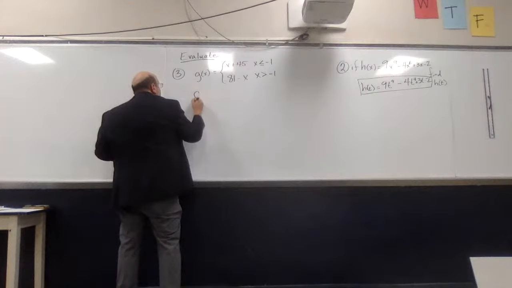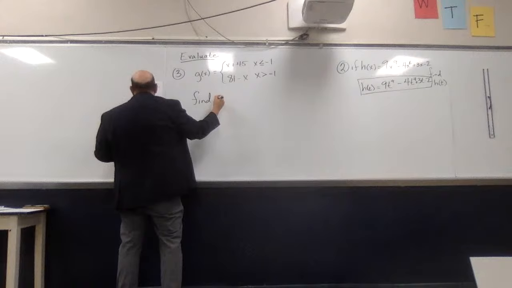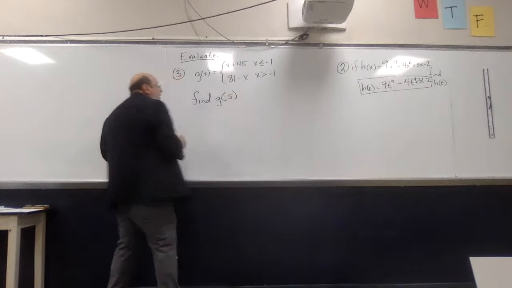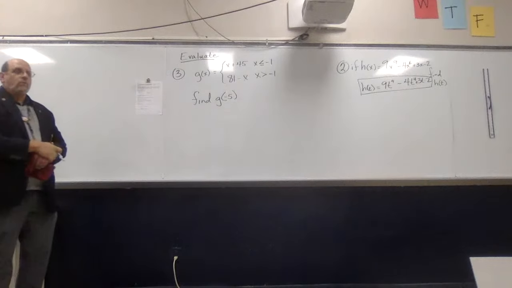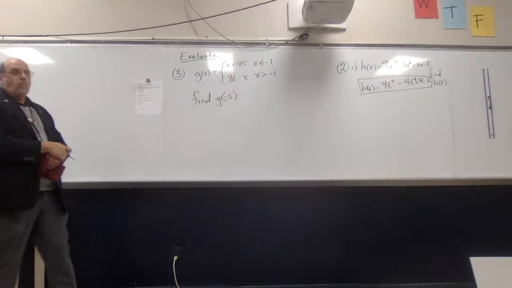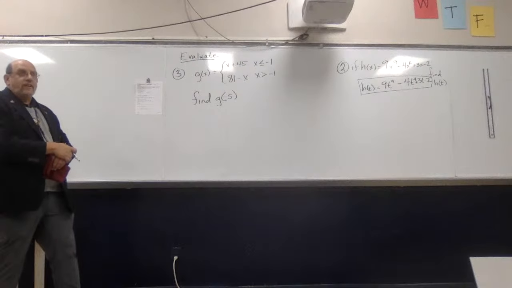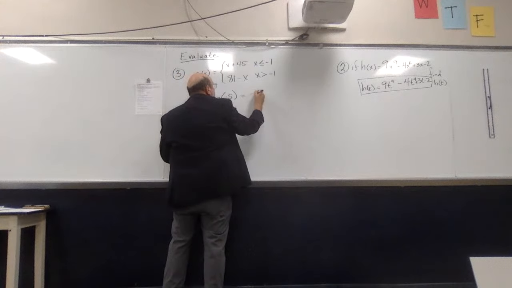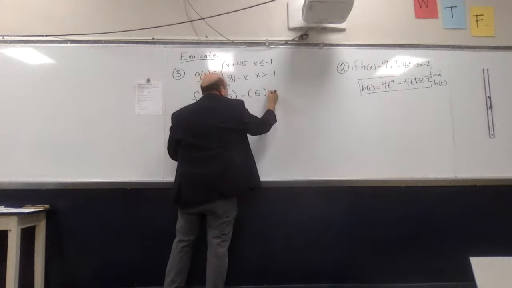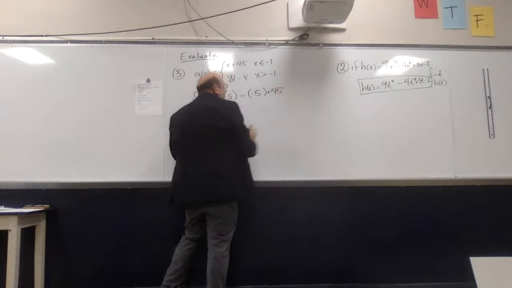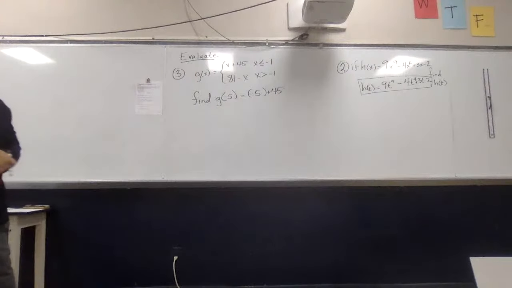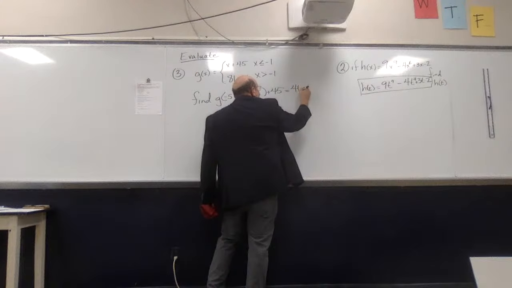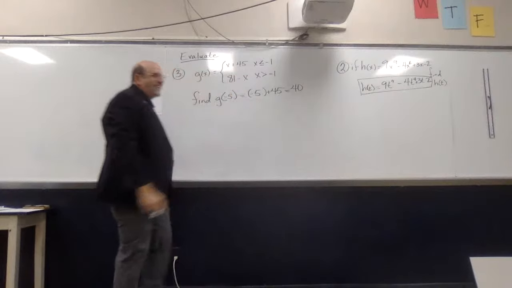All right, so we're going to find. Which one am I using? The one on top. Why? Because negative 5 is less than negative 1. So we just put in negative 5 plus 45. What's negative 5 plus 45? Good guess, thanks for your honesty. No, you're right.